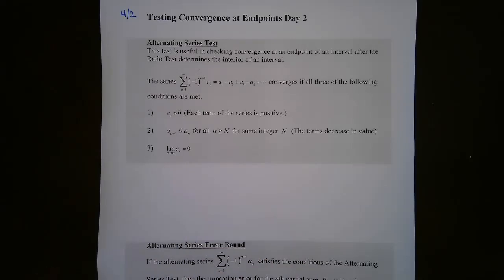Again, the geometric series test and the ratio test are probably the most important tests because they tell you the interval of convergence. The alternating series test just says, yeah, it converges. It doesn't tell us where though.